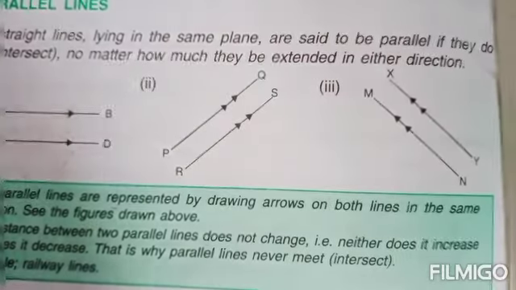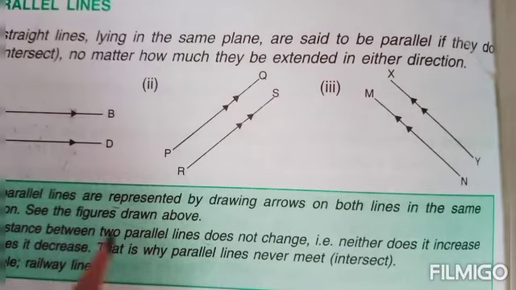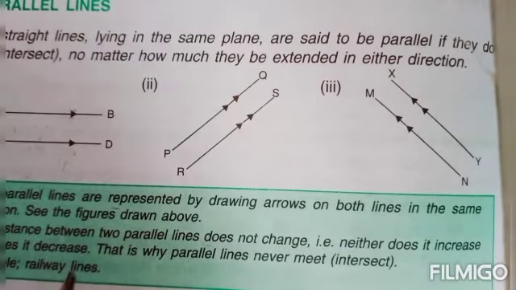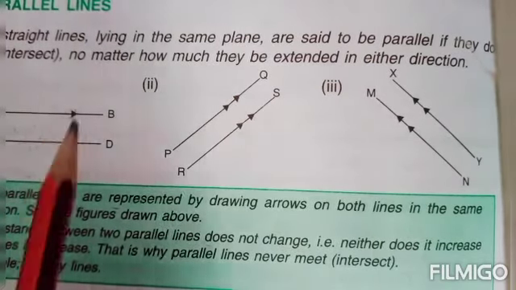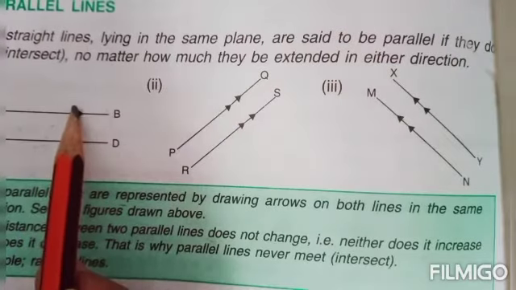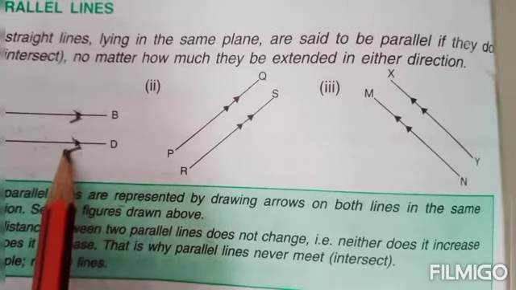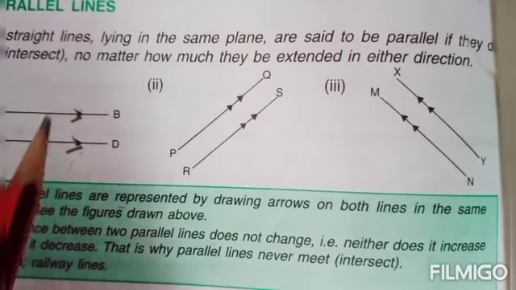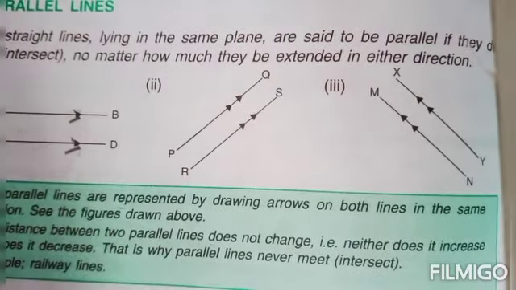Okay, now parallel lines are represented by drawing arrows on both lines in the same direction. Okay, so you can see in this figure arrows in the same direction. This represents that these two lines are parallel.